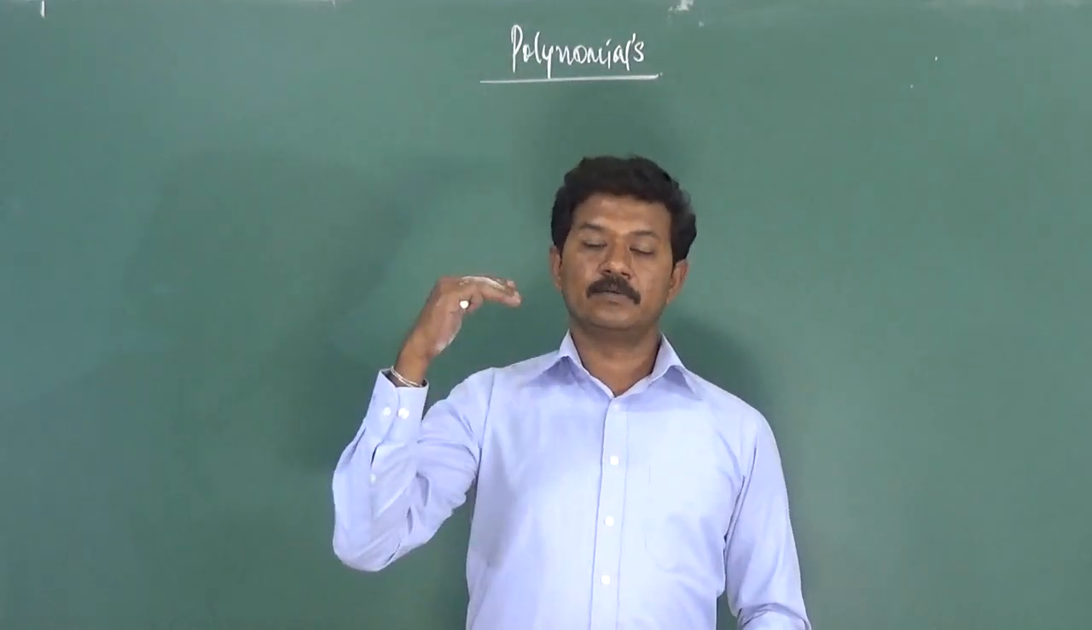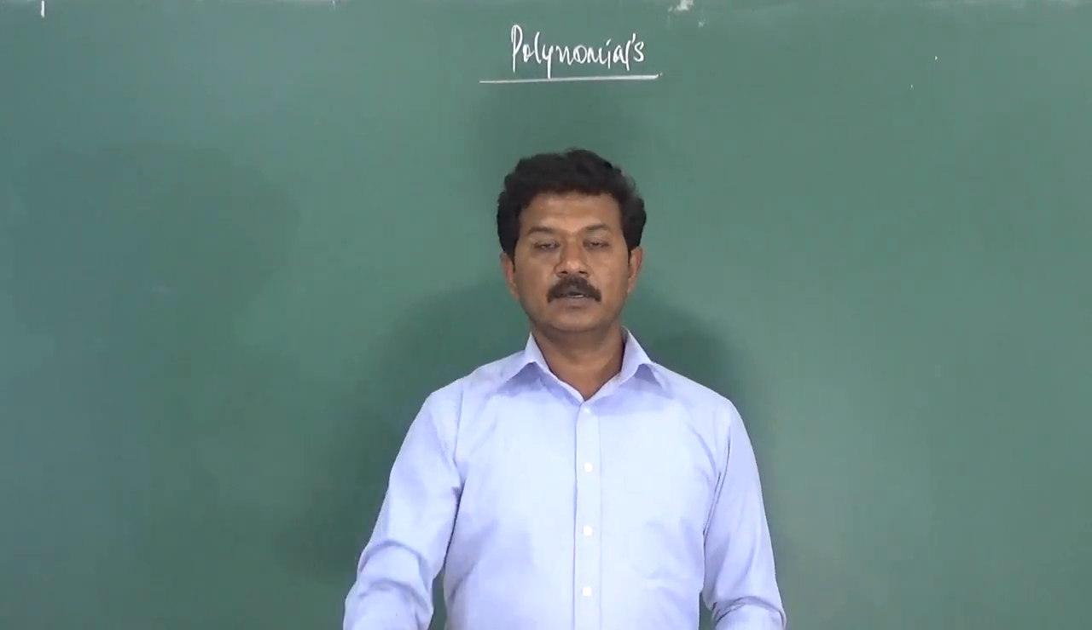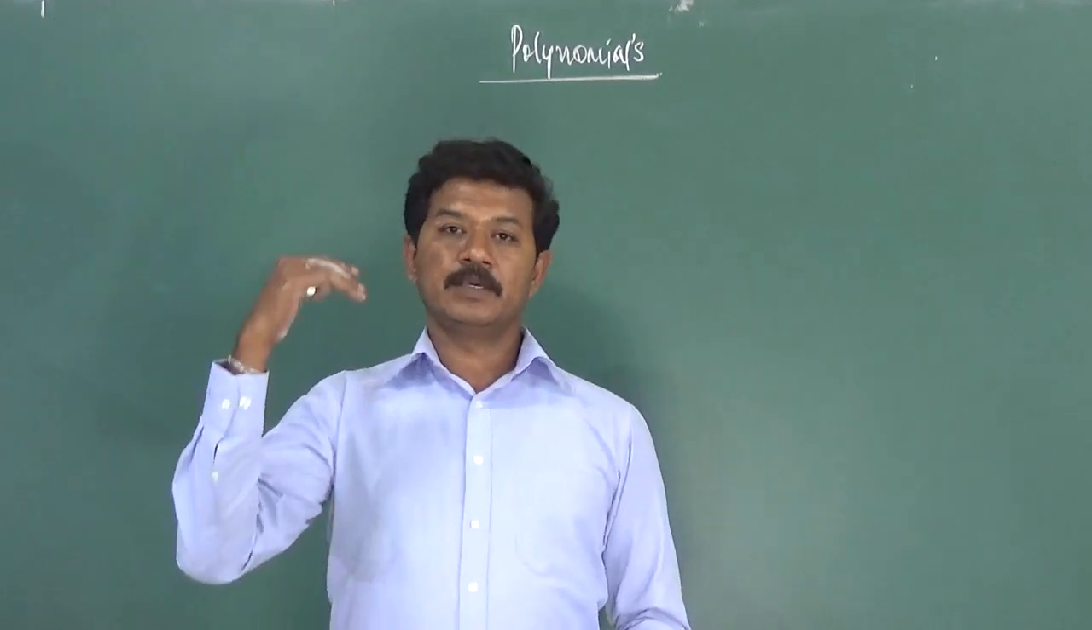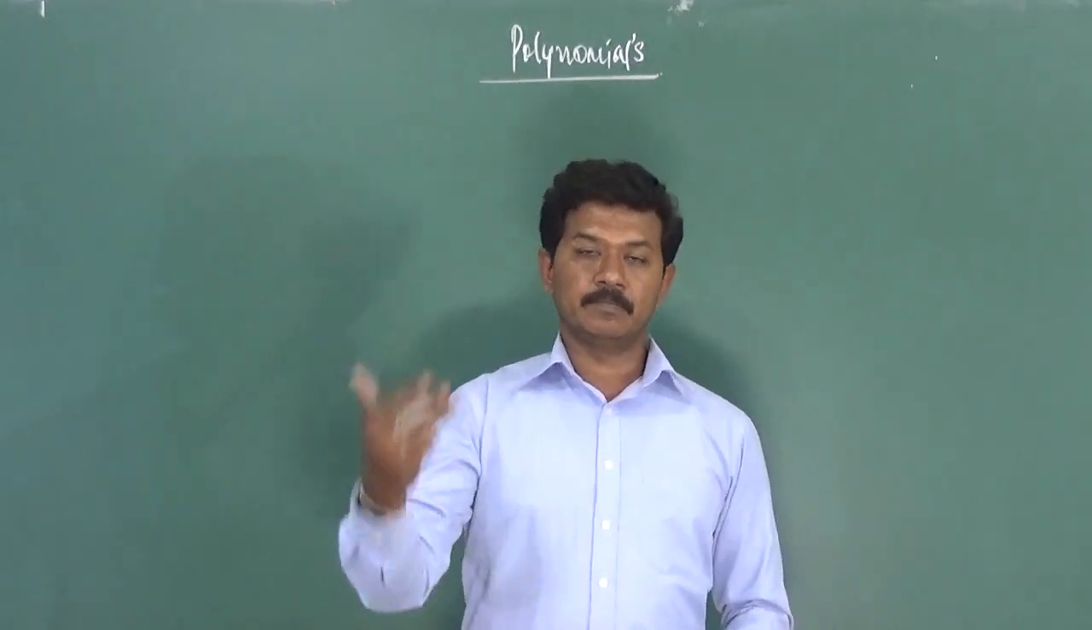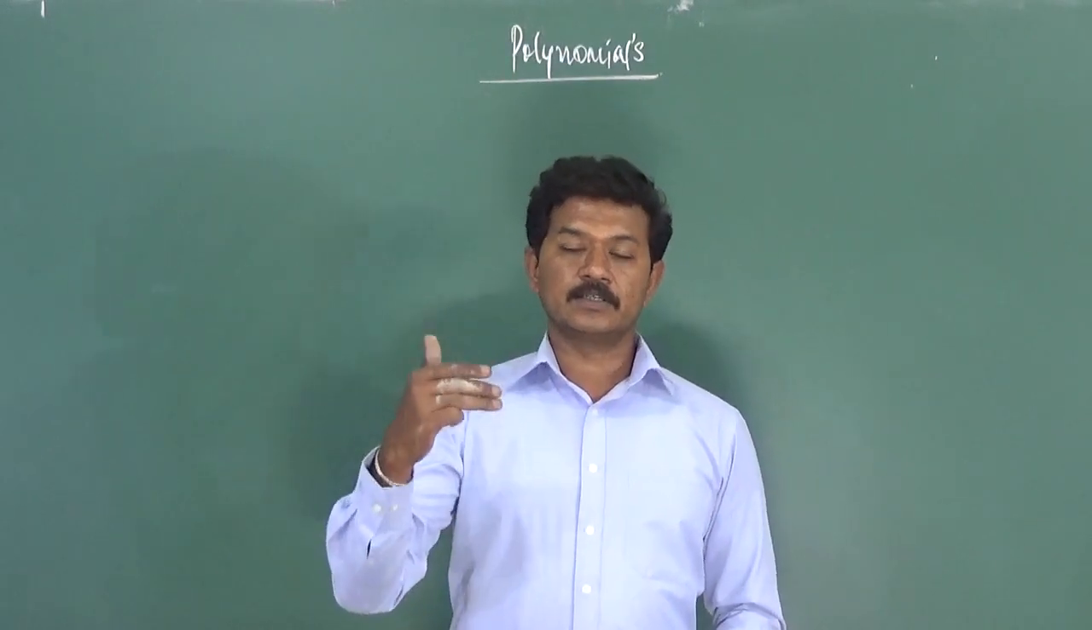If the variable has degree 2, that is 2 as the power of the variable, then it is called a quadratic polynomial. Then we came to the cubic polynomial, then the biquadratic polynomial. So yesterday's class we discussed all these things.